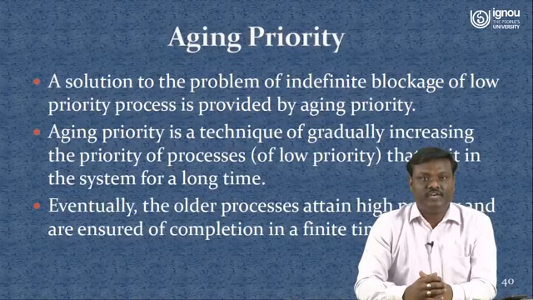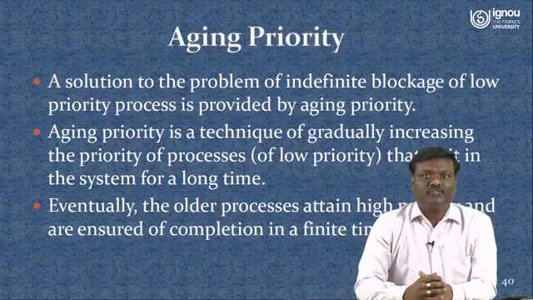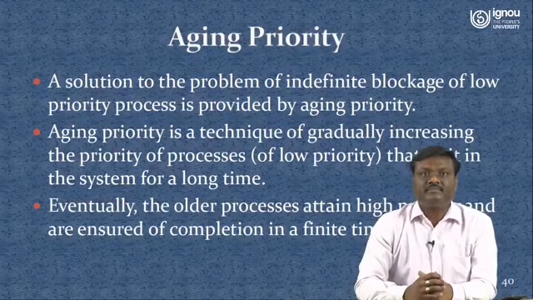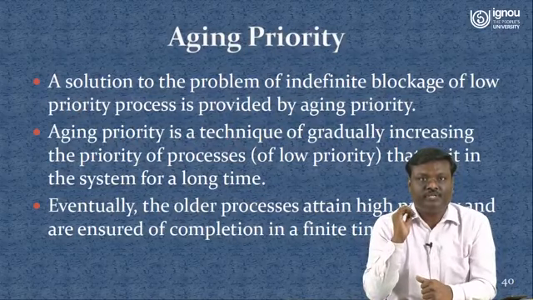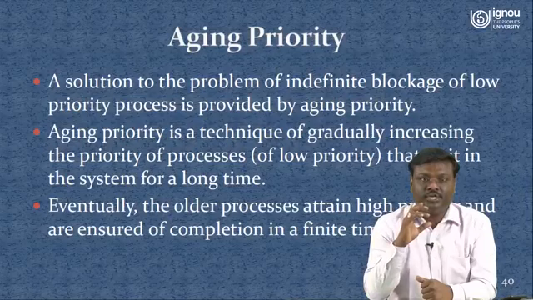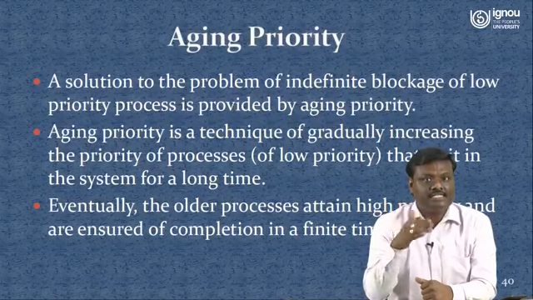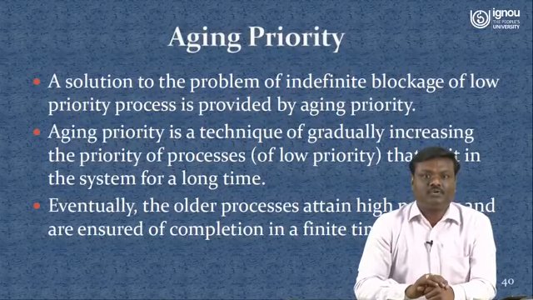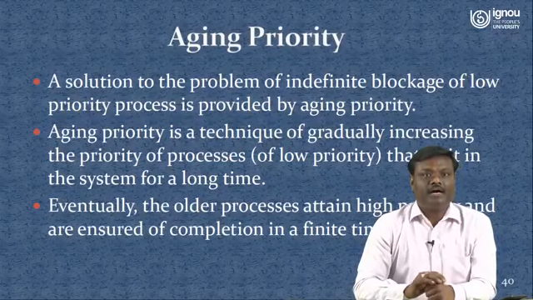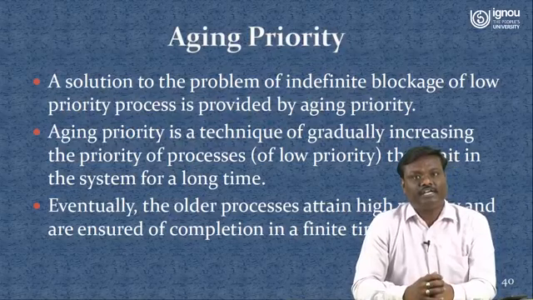Like suppose 5 jobs are waiting, P0 to P4, with a 1 to 5 priority mechanism in order. Suppose 3 priority jobs have been serviced and left the system, and once again another 3 processes came into the picture which have higher priority than P3 and P4. However, due to aging priority, the earlier processes which are waiting will get higher priority than the just arrived processes. Eventually the older processes attain higher priority and are ensured of completion in finite time.